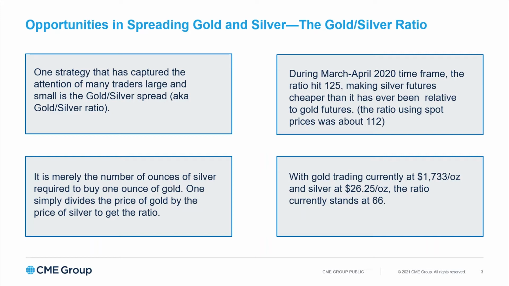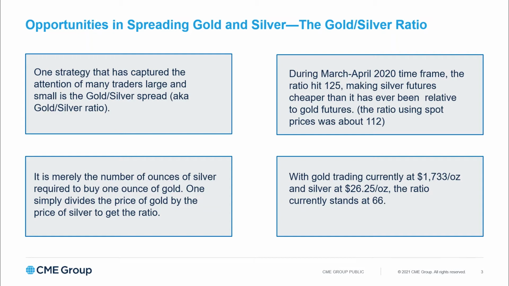this gold-silver ratio, or the gold-silver spread. It's merely the number of ounces of silver required to buy 1 ounce of gold. All you have to do is divide the price of gold by the price of silver, and you get the ratio. During the unfolding of the pandemic in March and April of 2020, the ratio hit 125, making silver futures cheaper than they've ever been relative to gold futures.